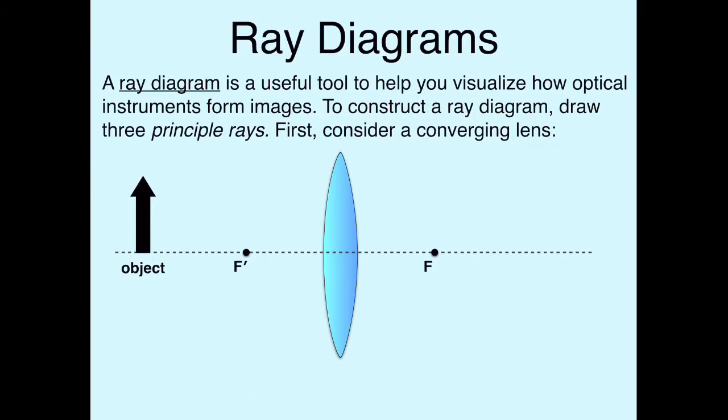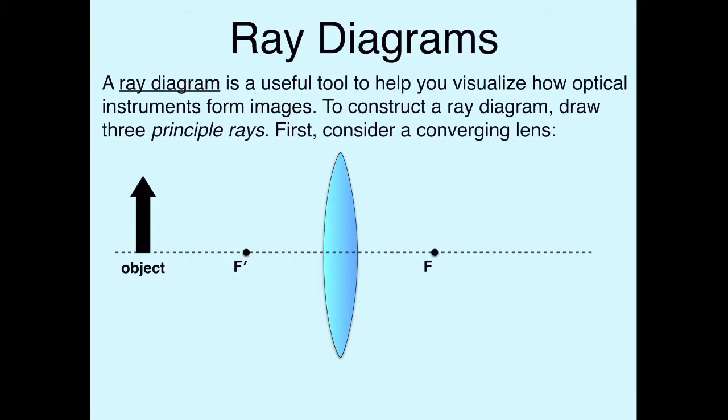Okay, so the idea is this. We have an object. Typically we'll show the object as an upright arrow. And then we have a lens. This is the optical axis. And then F marks the focal point of the lens. So we actually have a focal point here and here on either side of the lens. We'll label this as F and we'll label this as F prime.